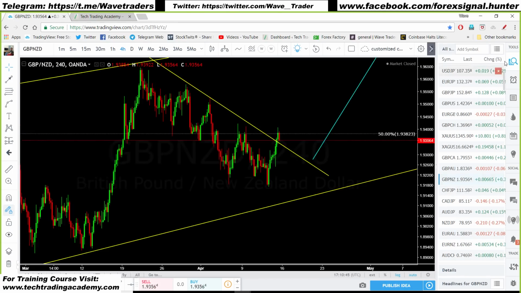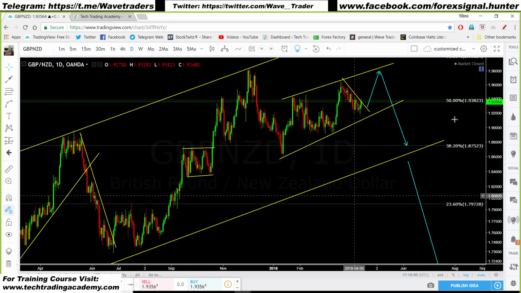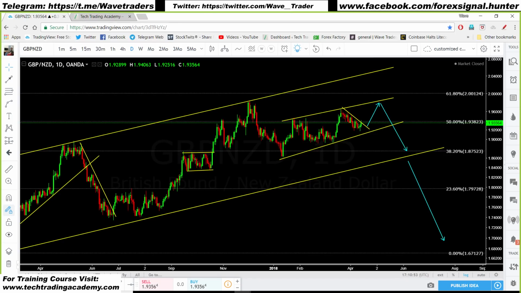Pound New Zealand dollar, short-term buy. You need to be into that trade already. I showed you last week as well. Short-term sell and then buy. That's a short-term trade, and then drop.